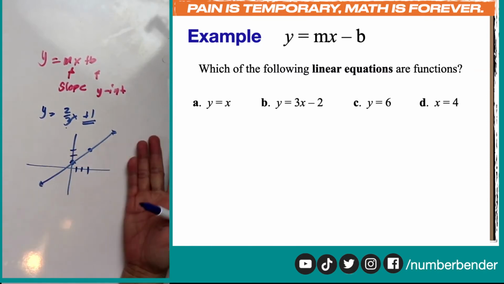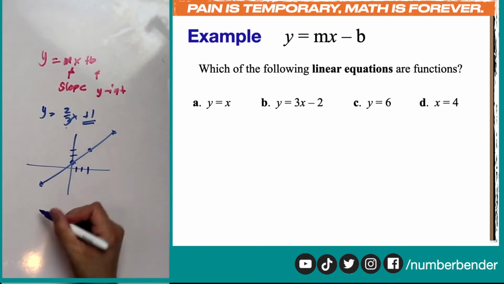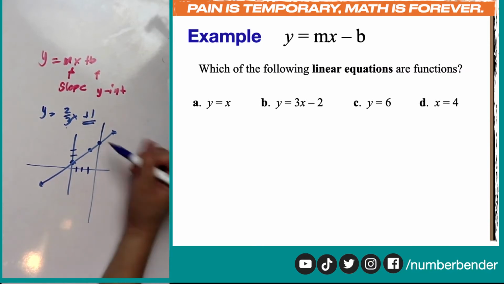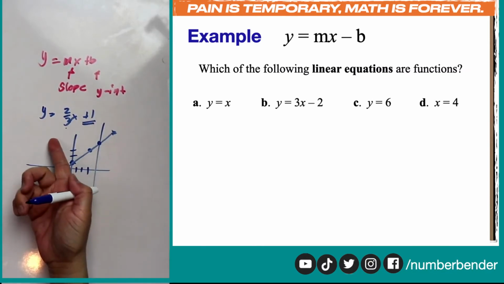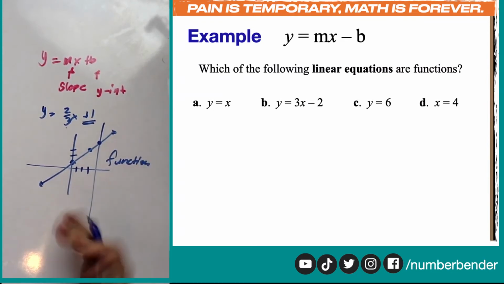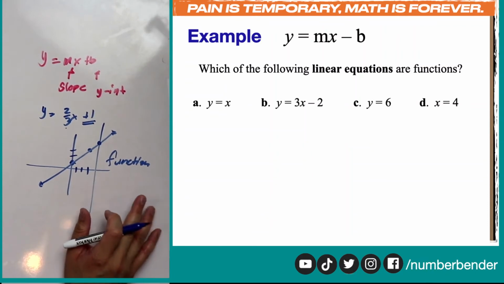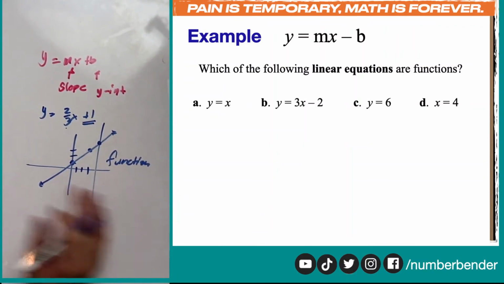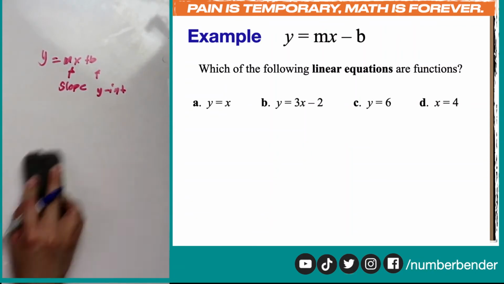So this is now a linear function. And if we use a vertical line test, we know that it will only pass through the vertical line once. So 2/3 x plus 1 is a function. So that is how we're going to identify a function if we are given an equation. A little bit challenging, but it's still doable.